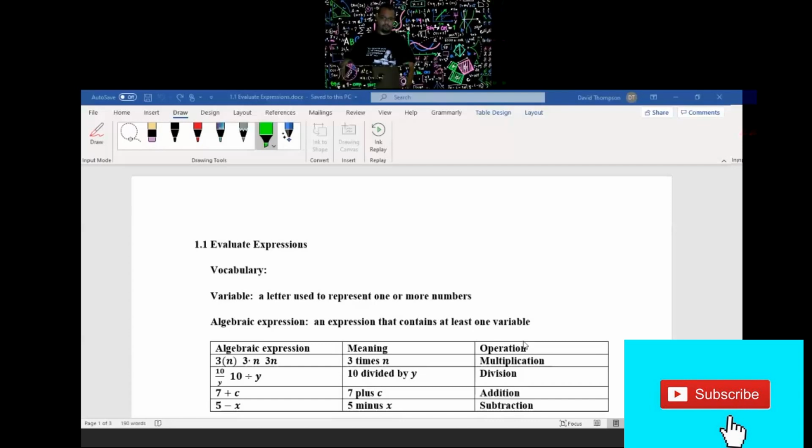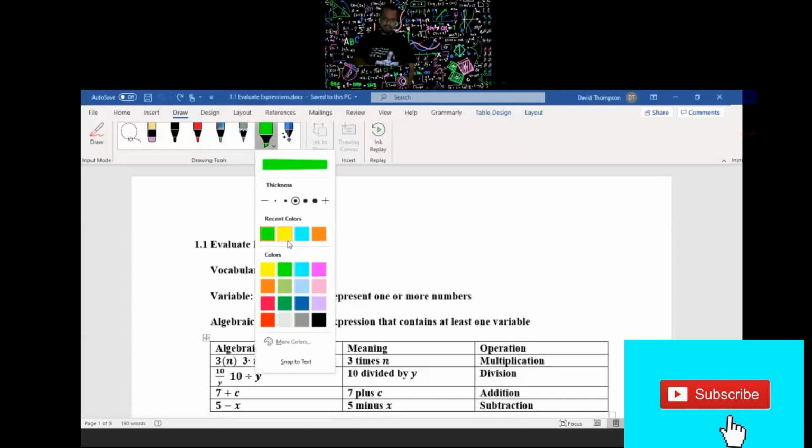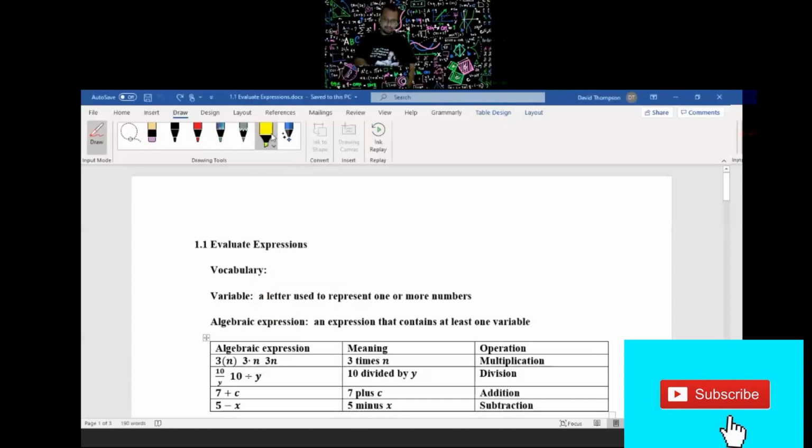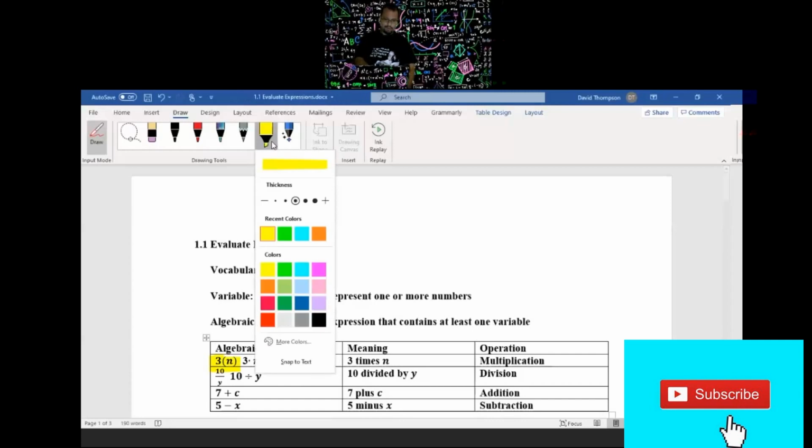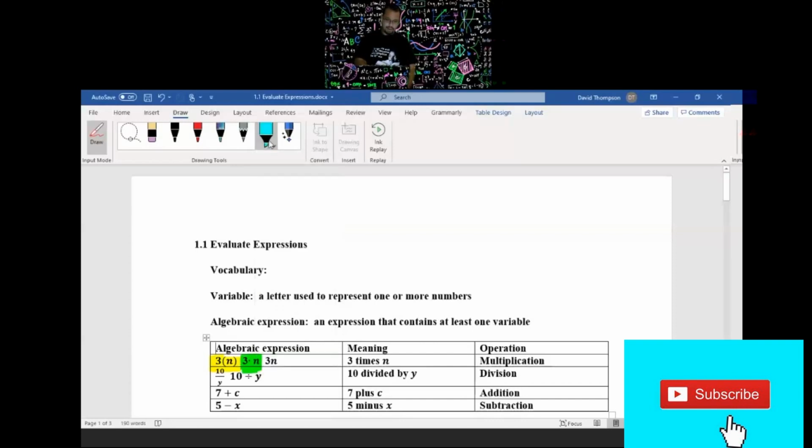Now let's talk about the notation. If we see 3 parentheses n, like at the top of the table, or if we see 3 dot n, or if we see 3 with an n right next to it, that means 3 times n. That all indicates multiplication.